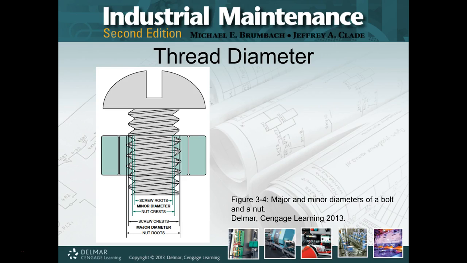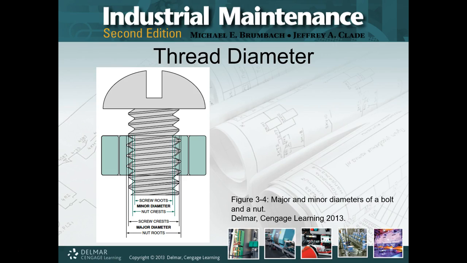And then the minor diameter is going to be on the screw root, and then the minor diameter for the nut is on the crests. Yeah, I know. You're like, what? No, I'm sorry, the nut crest. Anyway, you got the idea. This pic is also in your book.